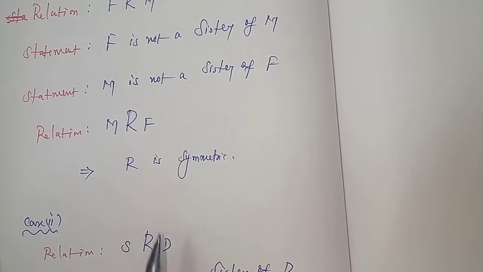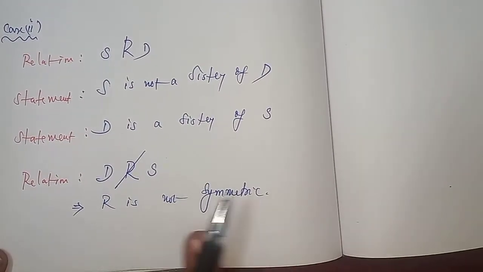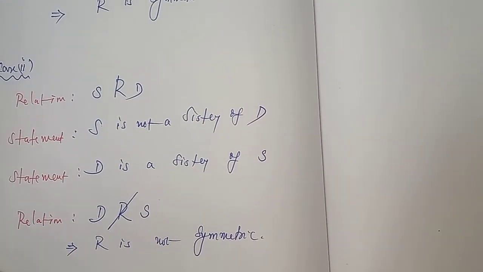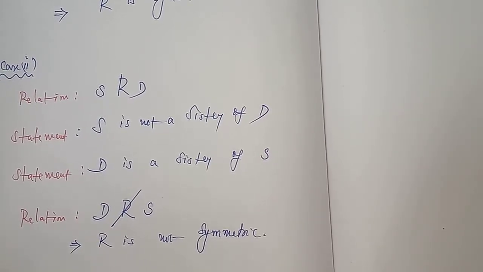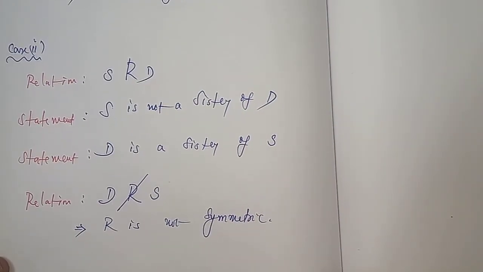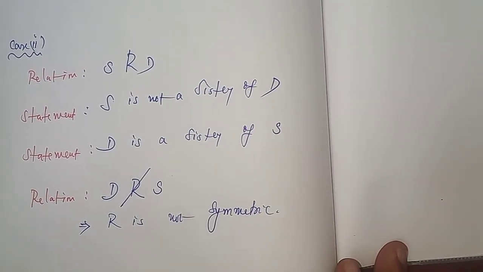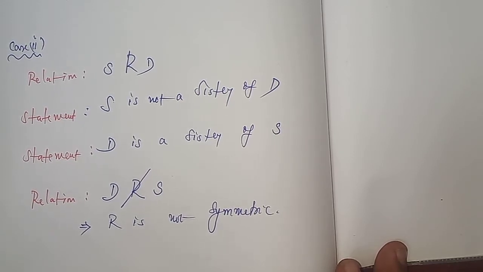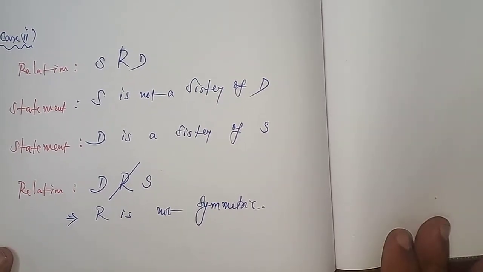So in the first case we proved R is symmetric. In the second case we proved R is not symmetric. What is the final result? If it is possible to prove R is not symmetric in any one of the cases, the final result is not symmetric only. Remember, again I tell you, if it is possible to prove not symmetric in at least one case, then the final result is not symmetric only.